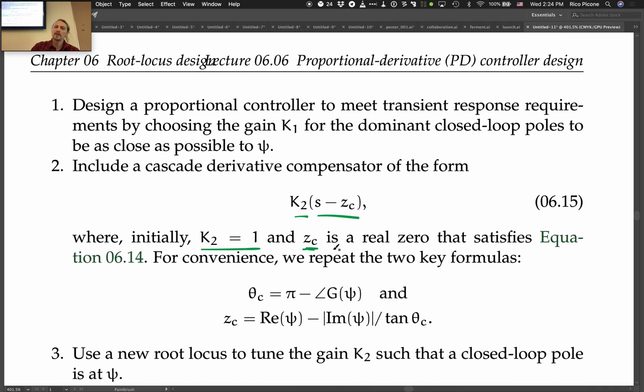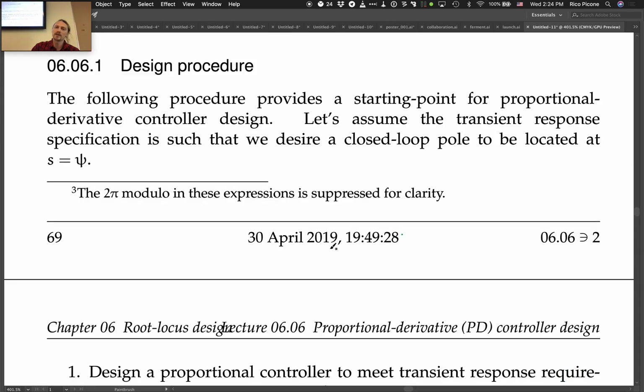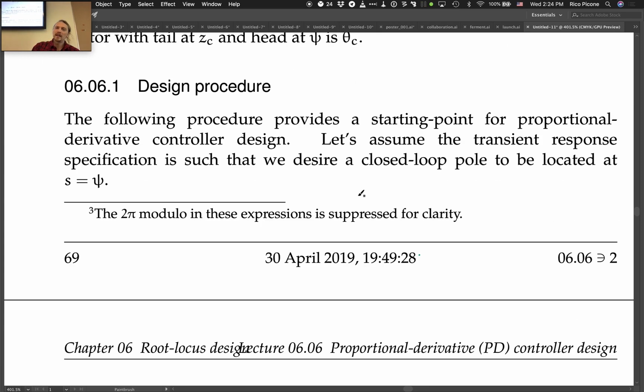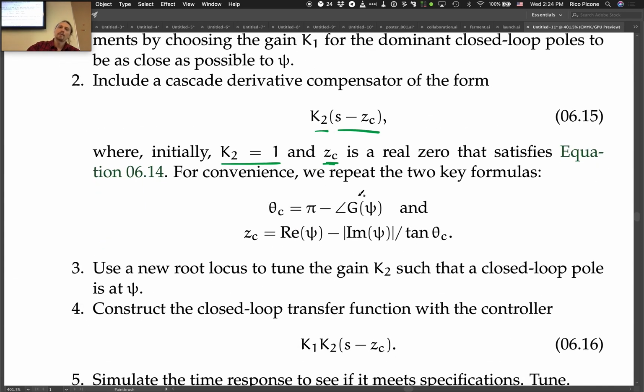Good. So we need to choose ZC such that it satisfies equation 6.14, which is right here. I repeated the two formulas that are very important. The first formula is you can calculate theta C by evaluating the transfer function at the test point and subtracting that from pi. And remember, there's a 2 pi modulo on here too, so you might need to add 2 pi or subtract 2 pi. Sort of depends on which wrap you want to be on.